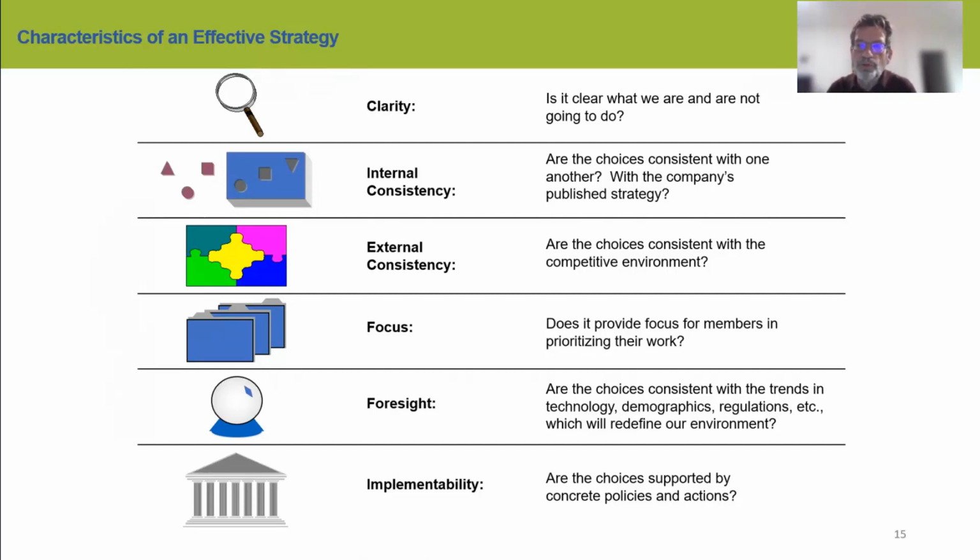Focus. Does it provide focus for members in prioritizing their work? So do all the members of our staff have this as a priority in their strategy? The foresight. We have to see if the choices that we are going to make are consistent with the trends in technology, in demographics, in regulation, which will redefine our environment. Because today we may make some choices, we may decide to proceed in a certain direction, but possibly technology or other elements will change the environment.